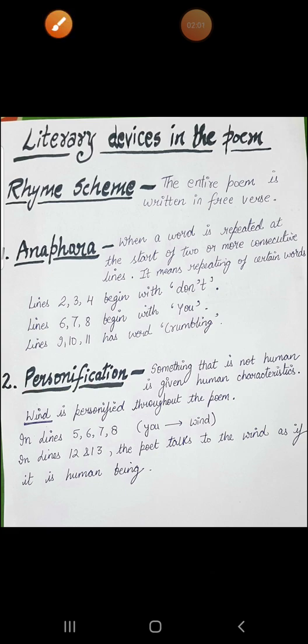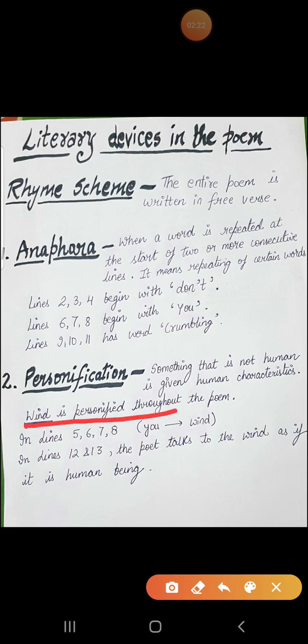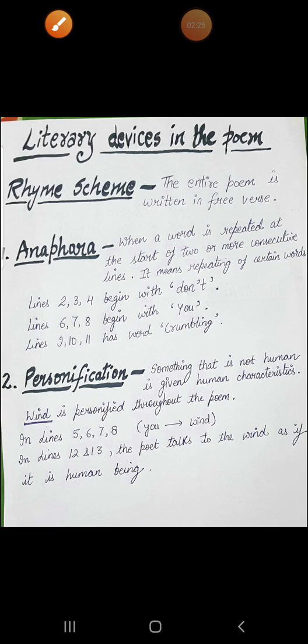Then our second is personification. Again, I told you about personification in your last poem also, that something that is not human is given human characteristic. Like wind. The wind is not human, but in this poem we will read that it has some human characteristic. So wind is personified throughout the poem. In lines 5, 6, 7 and 8, you is used for wind. And in lines 12 and 13, the poet talks to the wind as if it is human being. Alright. Do we talk to non-living thing? No. But here the poet talks to the wind as it is human being, which shows personification.